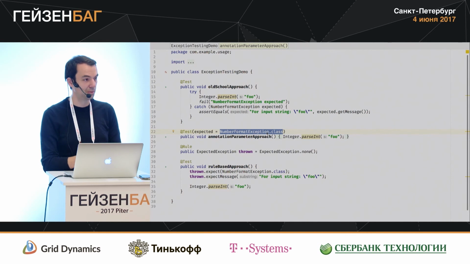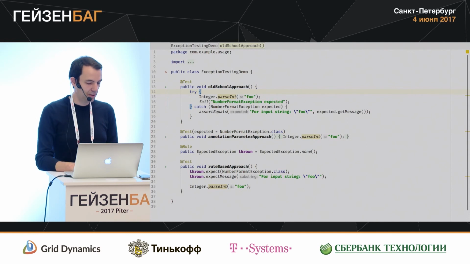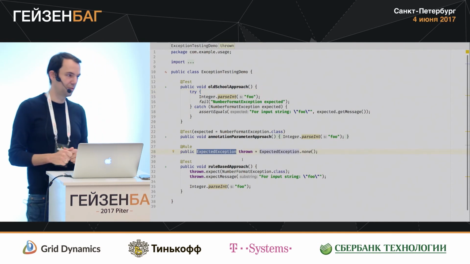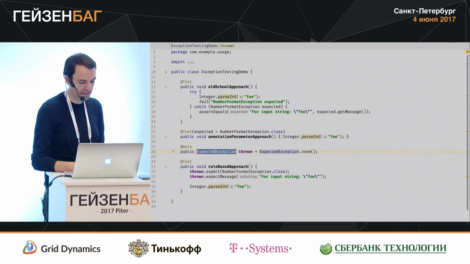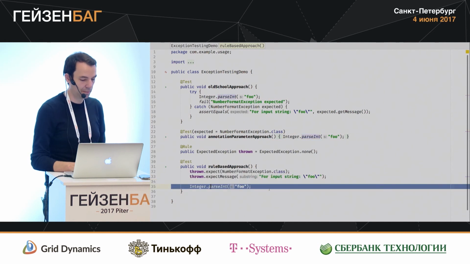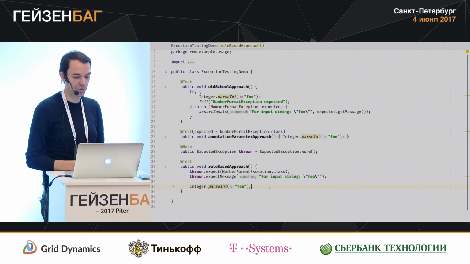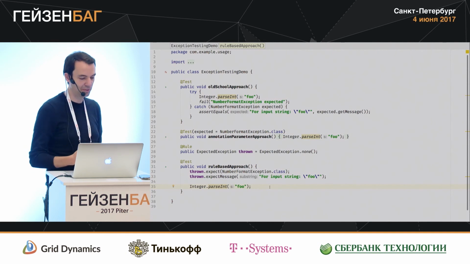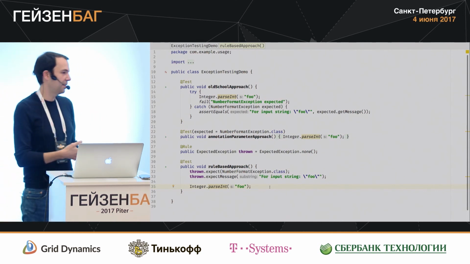So if you needed to check for the message, you could either use the old school approach again, or use something that's called ExpectedException, which is a JUnit rule that lets you specify what you expect and then write the code here in the method body. So that's the third way that was introduced in JUnit 4.7. And this is kind of confusing, to have 3 ways to do essentially the same thing. So we added another way.